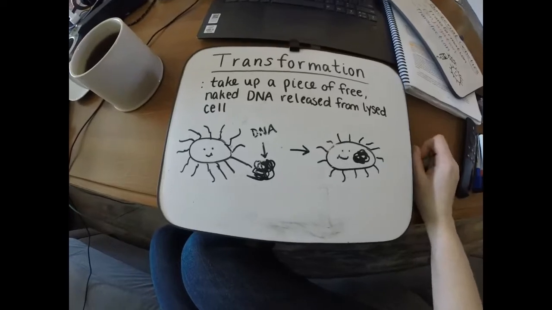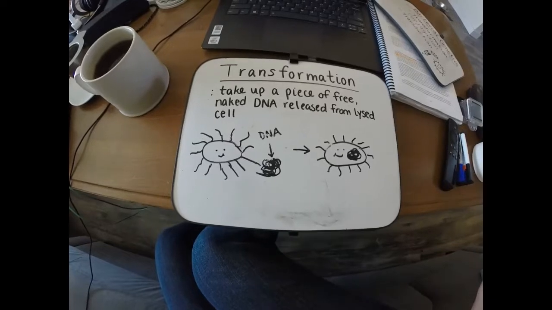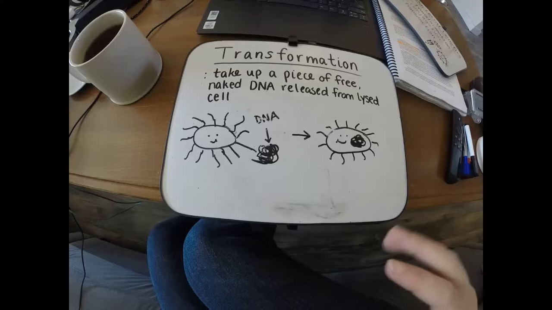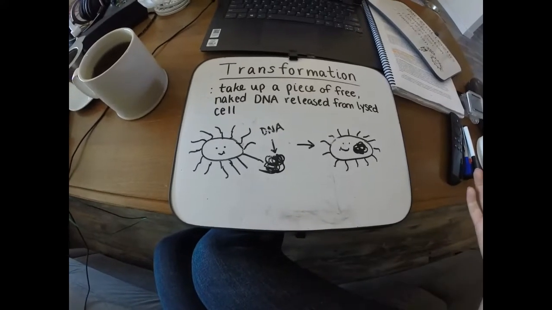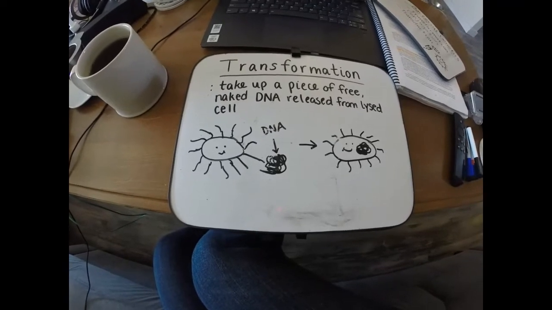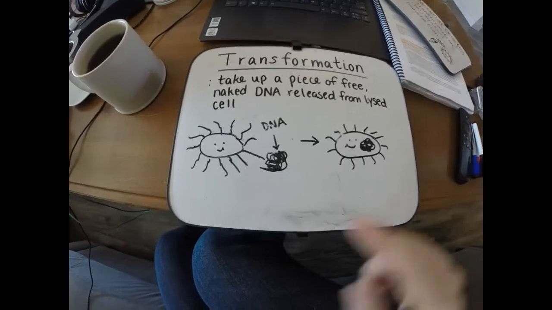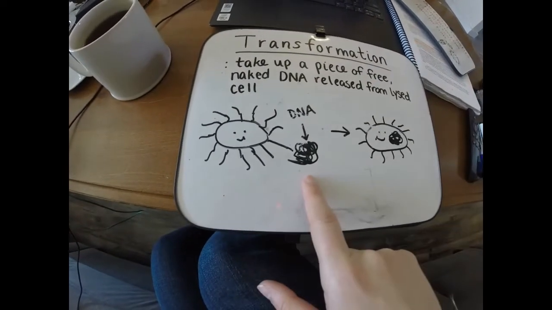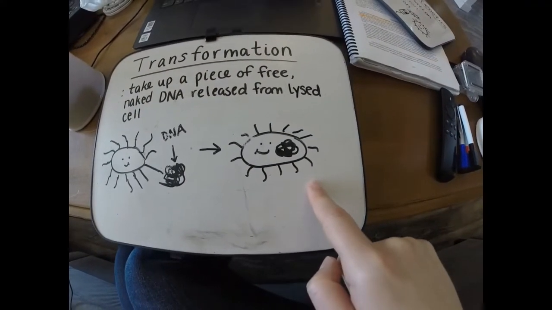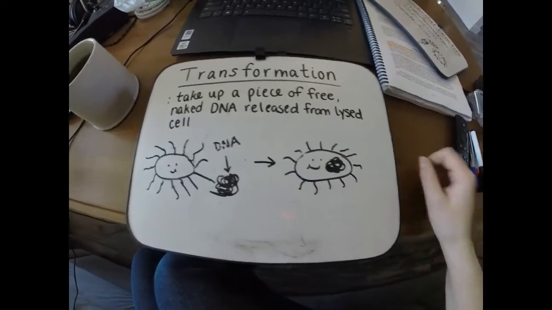So transformation is when a bacteria finds some free-floating naked DNA in its environment and uptakes it. This DNA will have been from a bacterial cell that died and lysed, so broke open, and released this DNA into the environment. So another bacterial cell comes along, finds it, and reincorporates it into its DNA. This could be like a little plasmid or something, right? Absorb it, take it in.